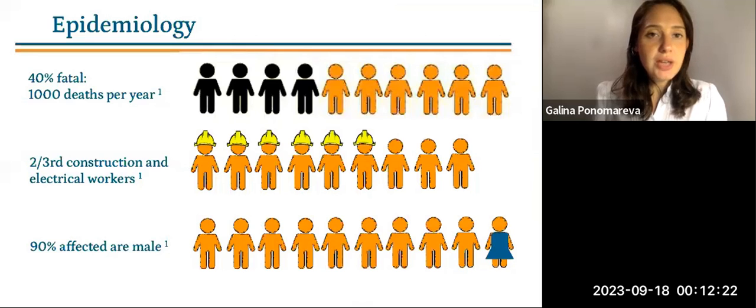It's important to mention that more than 3,000 admissions to specialized burn units in the United States each year are due to electric injury. 40% of serious electrical injuries are fatal, and this amounts to approximately 1,000 deaths per year. 2/3 of those affected are construction and electrical workers, and 90% of those affected are male.